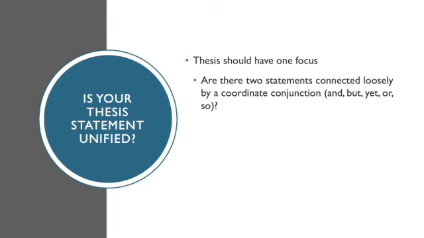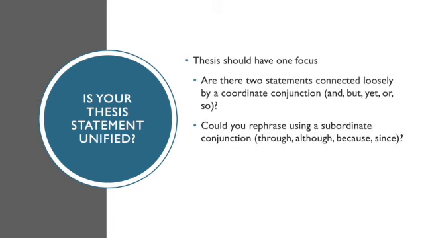You always want to make sure that it's unified, right? It should have one singular focus. If you look at it and there are two statements loosely connected by a coordinate conjunction, something like and, but, or, try to see if you can rephrase it to make the relationship between the parts of the sentence more clear. Because if they're there, they're probably there for a reason, but it's important to have the connection between the parts of that sentence be more clear than just this and this. So think about how they're related to each other. If they are, great. If not, you might need to narrow things down and choose a singular focus.